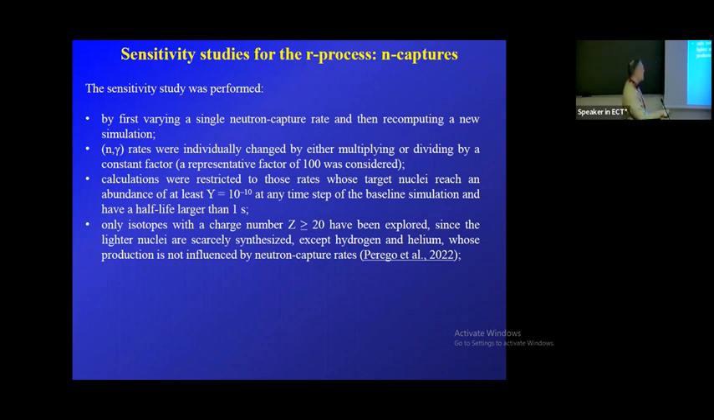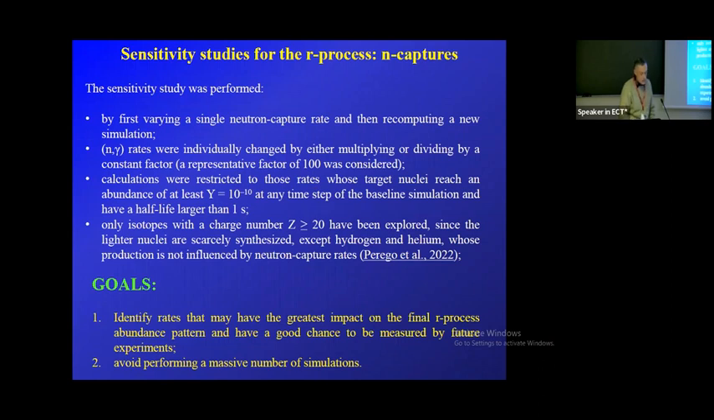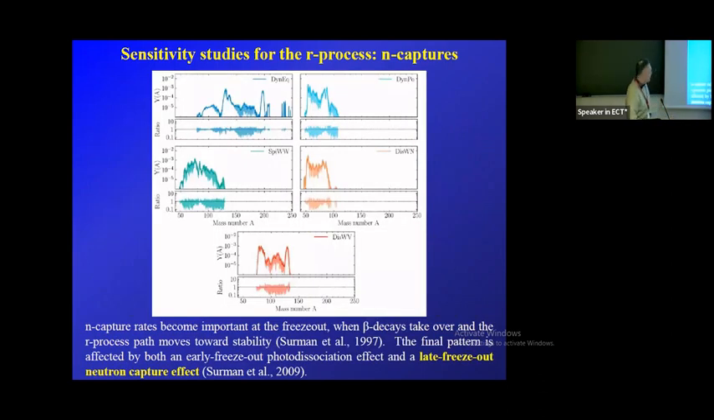And we just focused on isotopes with Z larger than 20, because in Perego 2022 we noticed that their production is not influenced by neutron capture rates. The goal is to identify rates that may have a large impact on the final r-process abundances and, obviously, have a good chance to be measured in the future, because these are the reasons for our choices here. The other reason is to avoid performing a massive number of simulations. And these are the results.